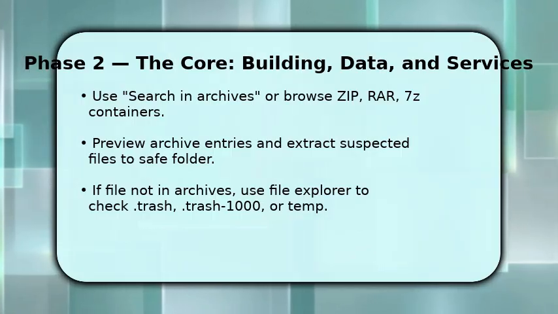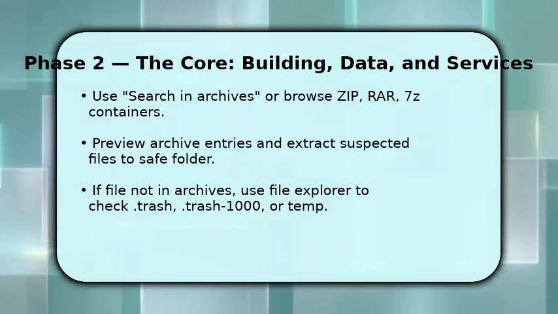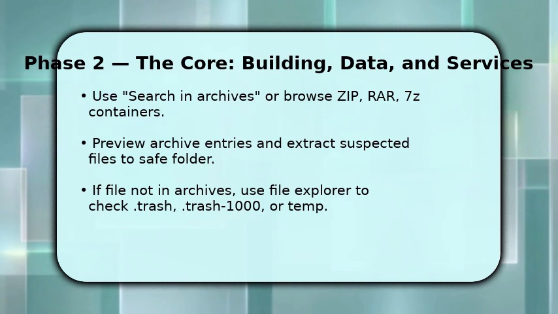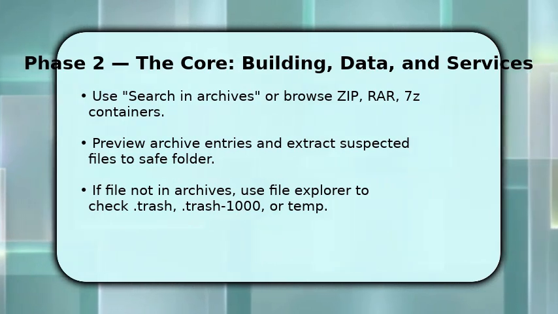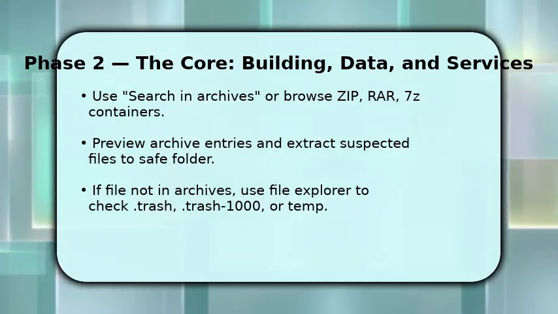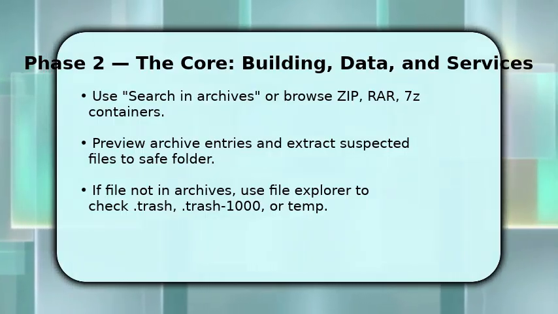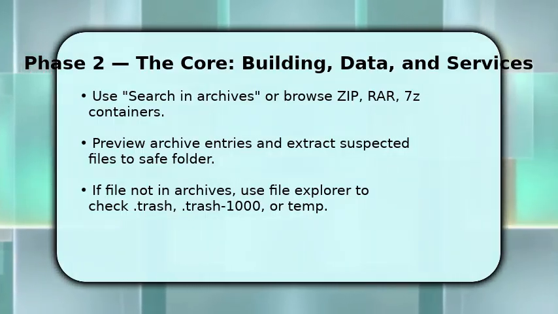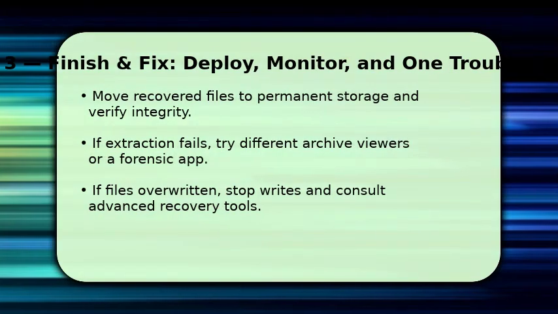If archives yield nothing, make sure to inspect hidden system folders like Trash or Trash 1000 and temporary directories. They often contain recently deleted items you can restore. You finish by copying recovered content to a permanent backup location and verifying files open correctly.